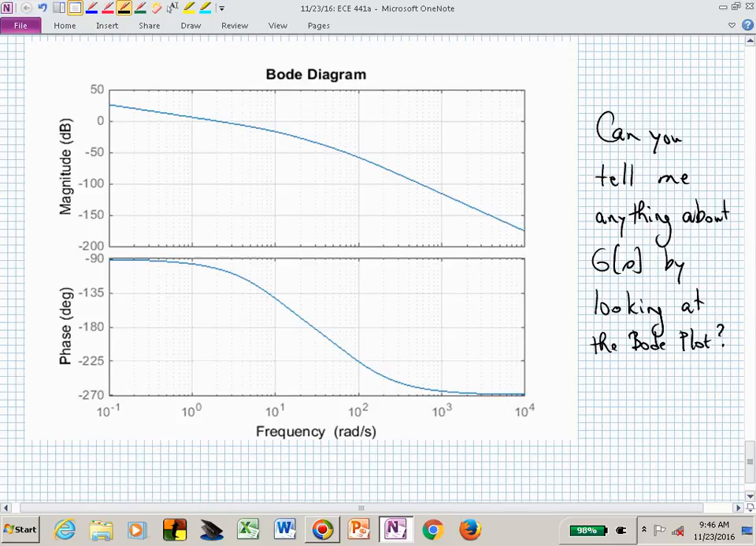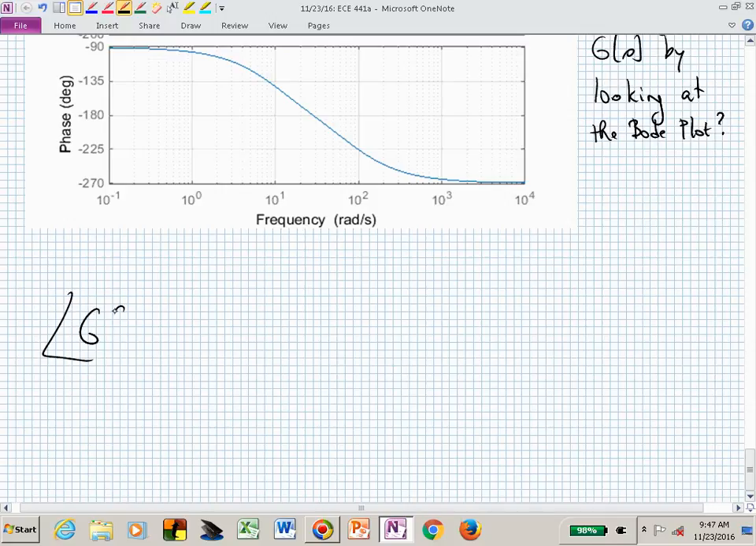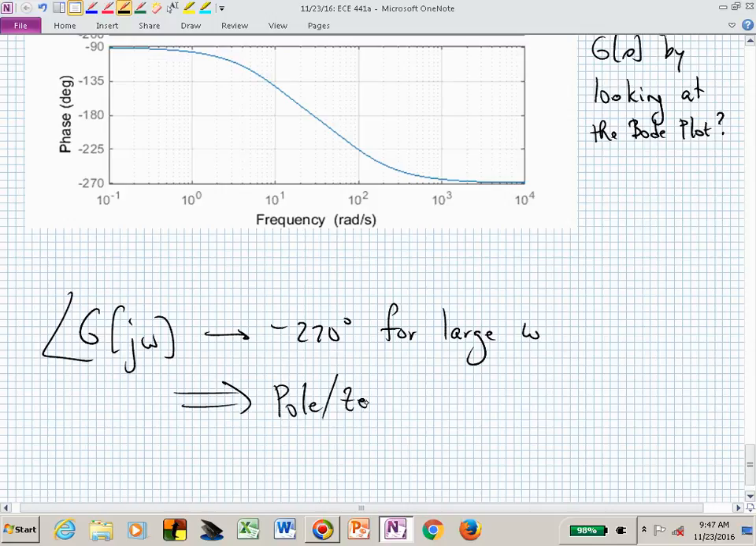Minus 270. What does that tell you about your poles and zeros? How many more poles do you have? Each pole gives you minus 90. So now you have 3 more poles than zeros, ultimately. That's what the phase of minus 270 at high frequencies tells you. So now the G of j omega is going to minus 270 degrees for large omega. And that now says that whatever you end up with, you better end up with a transfer function that actually has a pole zero excess of 3.